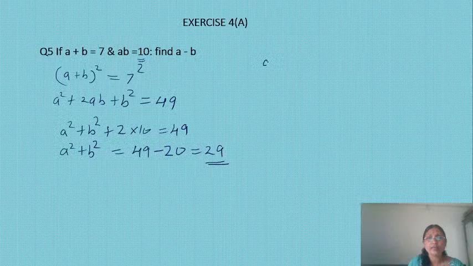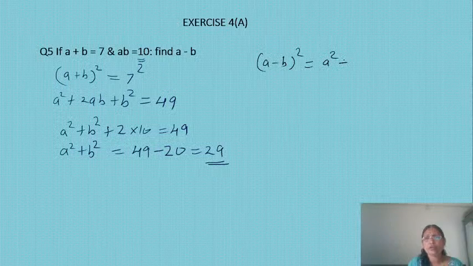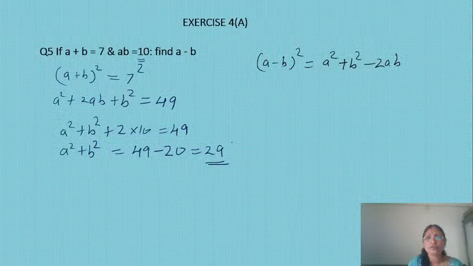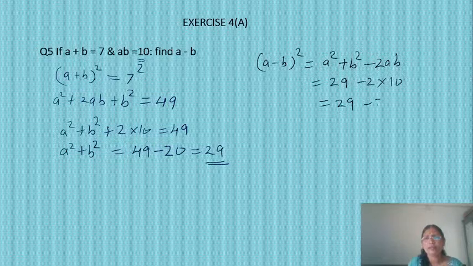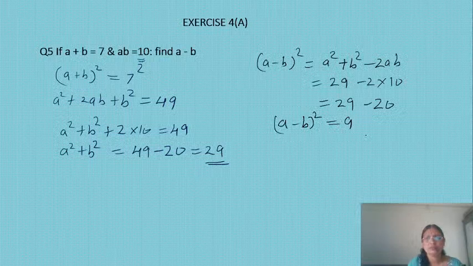So you use the identity (a minus b) whole square, which is equal to a square plus b square minus 2ab, right? Now a square plus b square, we already know the value, which is 29, and the ab value we know, so minus 2 into 10. So we get 29 minus 2 multiplied by 10, which is 20, which is 9. So we have got (a minus b) whole square is equal to 9.